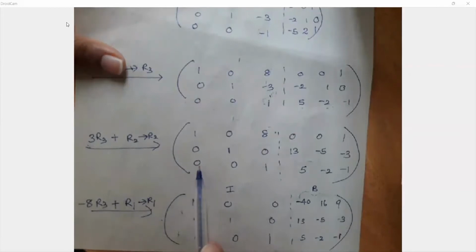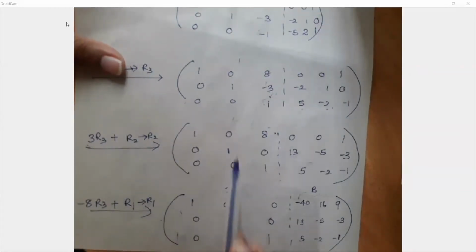Minus 8 into 0, 0 plus 1, 1. Minus 8 into 0, 0 plus 0, 0. Minus 8 into 1, minus 8 plus 8, 0. Minus 8 into 5, minus 40 plus 0, minus 40. Minus 8 into minus 2, plus 16 plus 0, 16. Minus 8 into minus 1, plus 8 plus 1, 9.